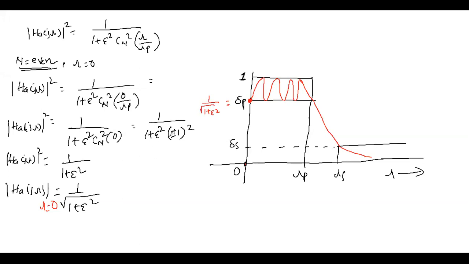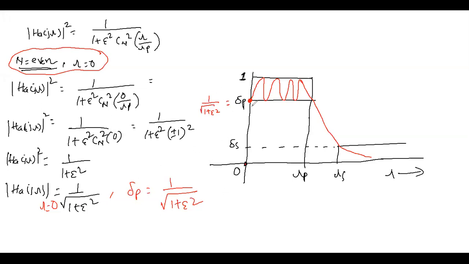And what you observe is that at this point, always remember that delta P equals 1 by root over 1 plus epsilon square, because I took the passband attenuation as delta P, same as in the Butterworth filter. The important point is that when n is even, the ripple starts at 1 by root over 1 plus epsilon square. This is very, very, very important.